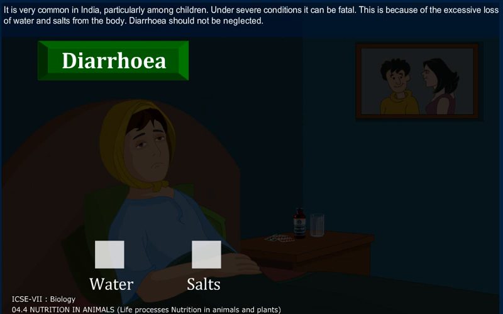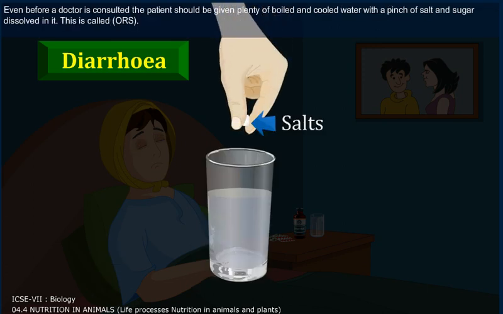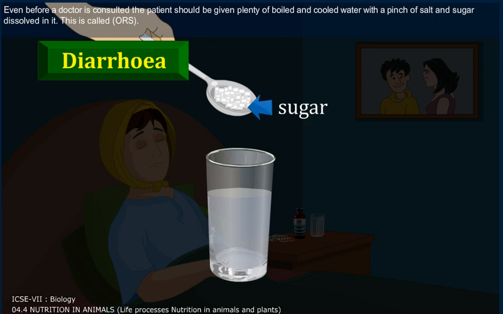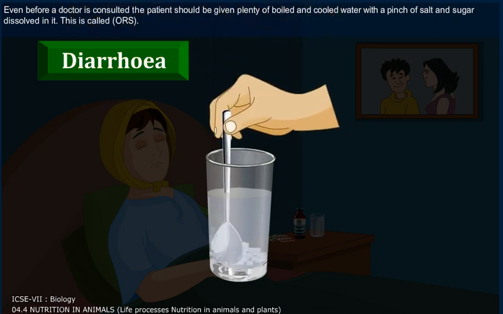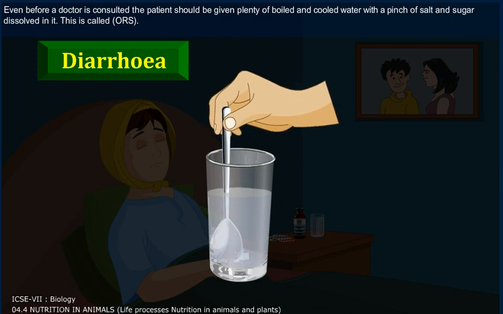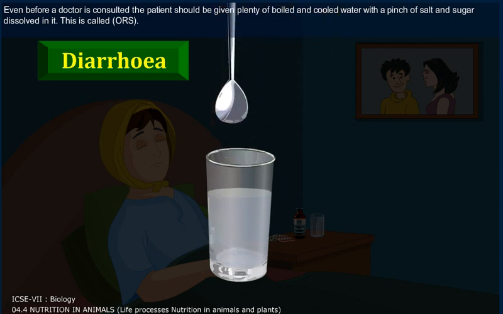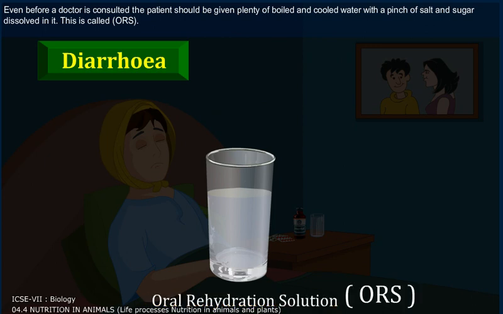Diarrhea should not be neglected. Even before a doctor is consulted, the patient should be given plenty of boiled and cooled water with a pinch of salt and sugar dissolved in it. This is called oral rehydration solution, ORS.